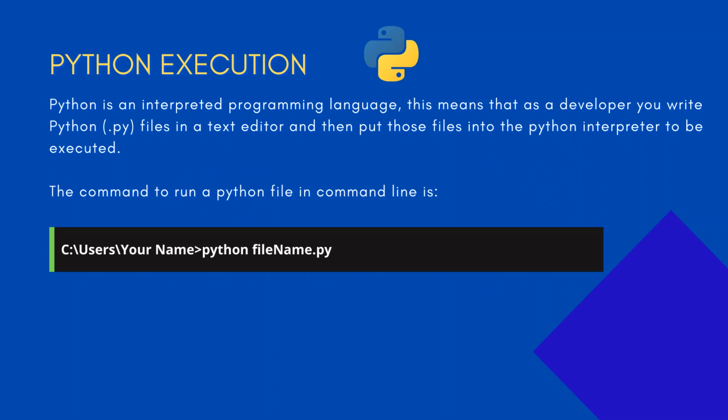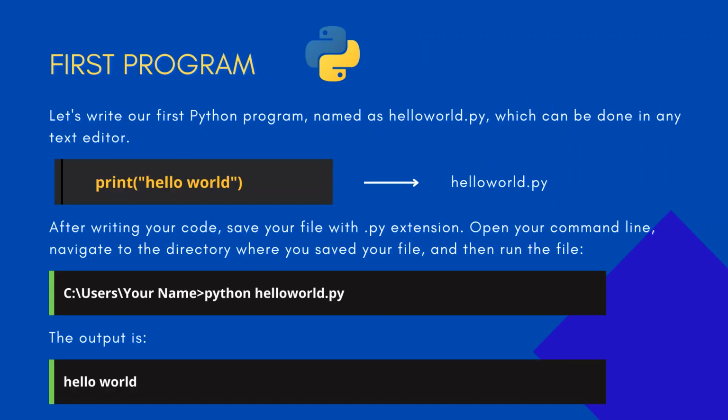The command to run a Python file in a command line is python, the name of the file with the .py extension. So let's write our first Python program named hello-world.py, which can be done in any text editor. In the file we will write print, and then in the parenthesis we will write hello world within double quotation. We will go through the print function in our upcoming lessons, but for now just keep in mind that the print function is used to print something or display something on the screen.